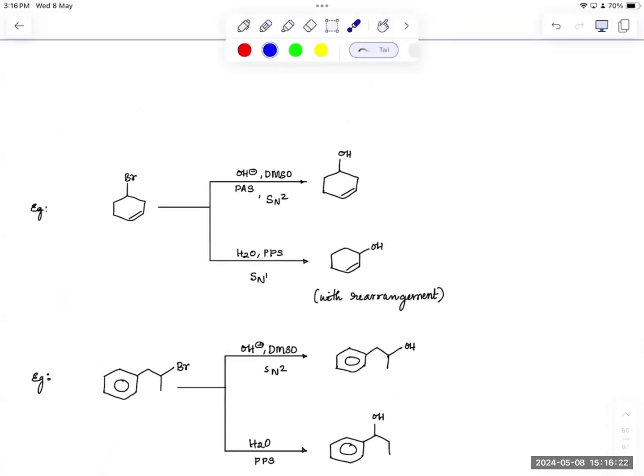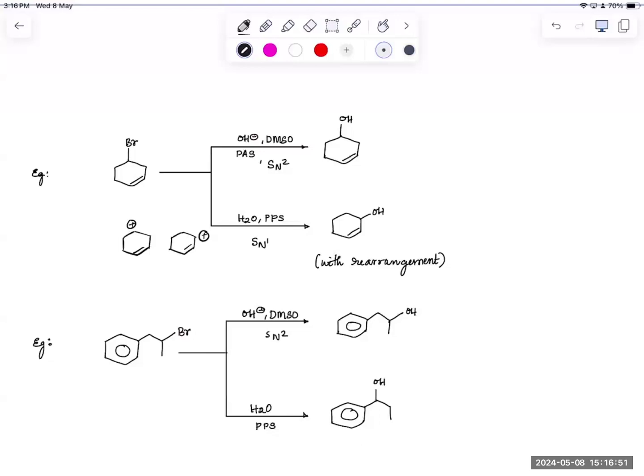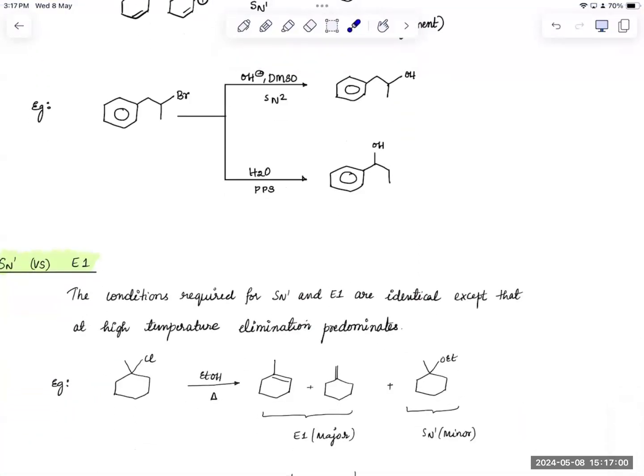Notice this case here. If you take OH minus in the presence of DMSO, DMSO is a polar aprotic solvent. In that case, it is highly favorable for SN2. So then you will get OH here without any rearrangement. But if you have water being added, first you'll get the carbocation here. That carbocation will undergo rearrangement because it can get a more stable carbocation, which is allyl. Now it is an allyl carbocation. After that, you will get the water being added. So this is the product with rearrangement. Similarly, if you have OH minus in the presence of DMSO, it will go for SN2.